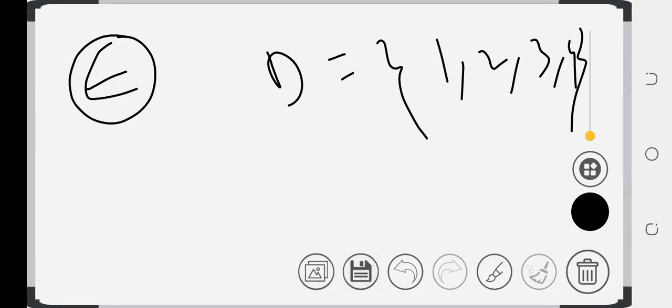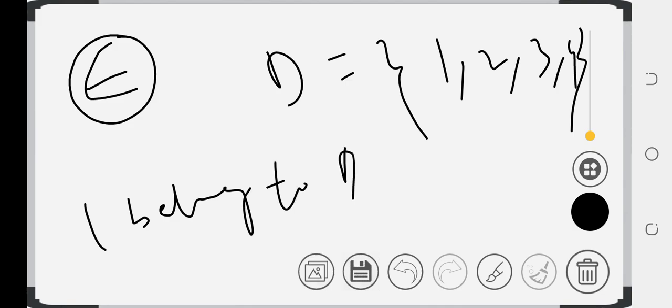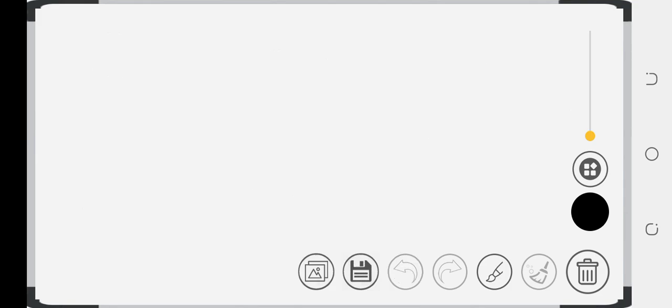If I want to write in mathematical symbols that 1 belongs to it, I will not write 1 belongs to D. No, this is incorrect. This is written by those who don't know about mathematics, but we are mathematicians, so we will write 1 belongs to D. It means 1 is the element of D, 1 is the member of D. Right, and there are different types of sets, but let me take one more example of roster form.